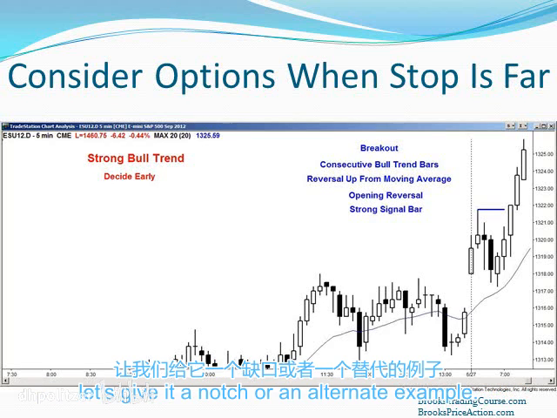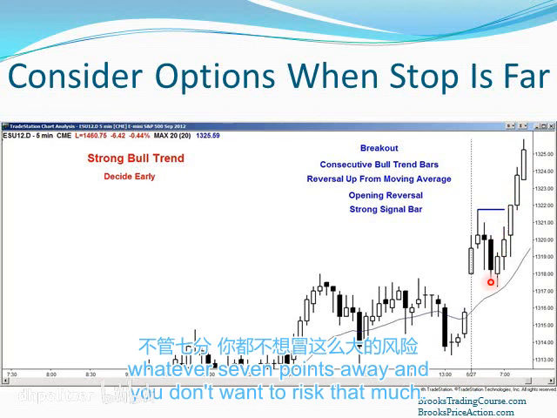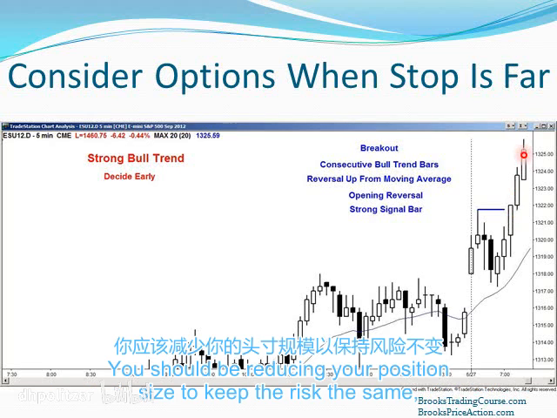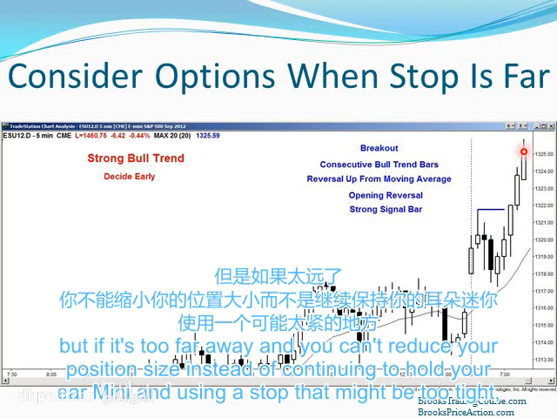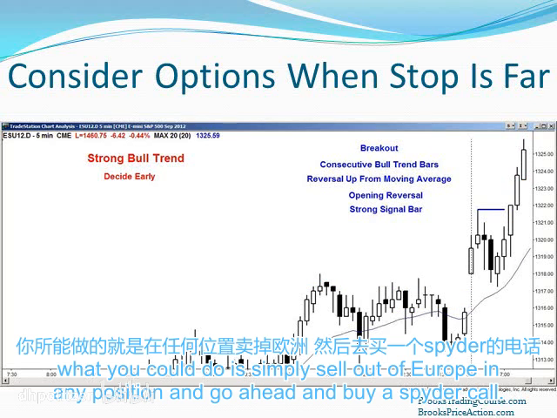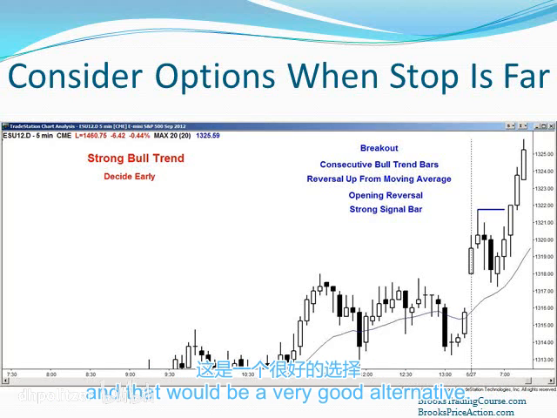Let's give an alternate example here. Let's say you happen to buy here, and you're still long here, and your stop is now 7 points away, and you don't want to risk that much. Yet you think the market is still going a lot higher. You should be reducing your position size to keep the risk the same. But if it's too far away and you can't reduce your position size, instead of continuing to hold your E-mini and using a stop that might be too tight, like maybe below this bar, what you could do is simply sell out of your E-mini position and buy an at-the-money weekly Spider call. And that would be a very good alternative.